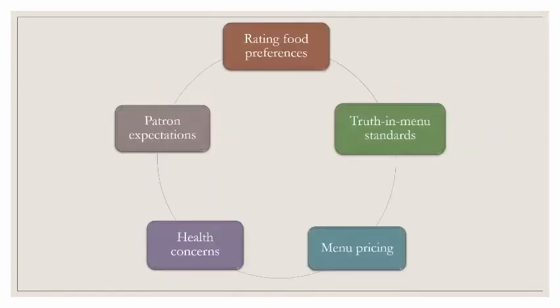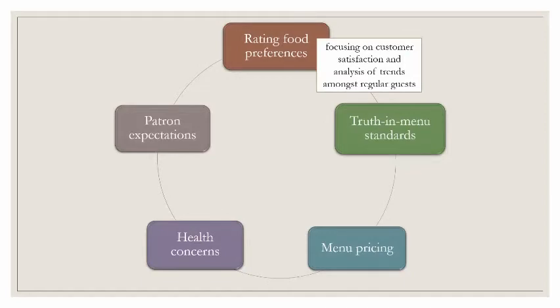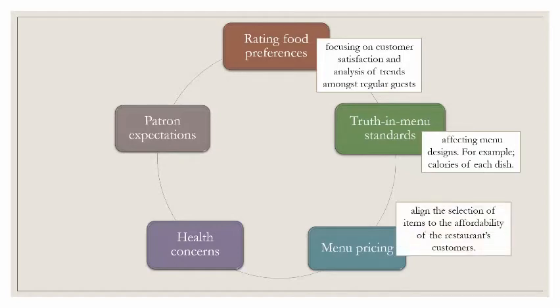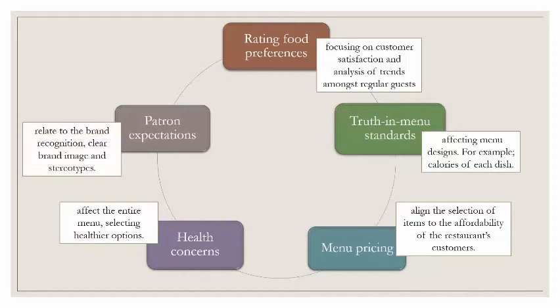Next, rating food preference. Focusing on customer satisfaction and analysis of trends among the regular guests. Third, menu standard. This will be affecting the menu designs, for example, calorie of each dish. Menu pricing. Align the selection of items to the affordability of the restaurant's customer. Health concern. This will affect the entire menu. Selecting the healthier options is better. Patron expectations. This relates to the brand recognition, clear brand image, and stereotypes.